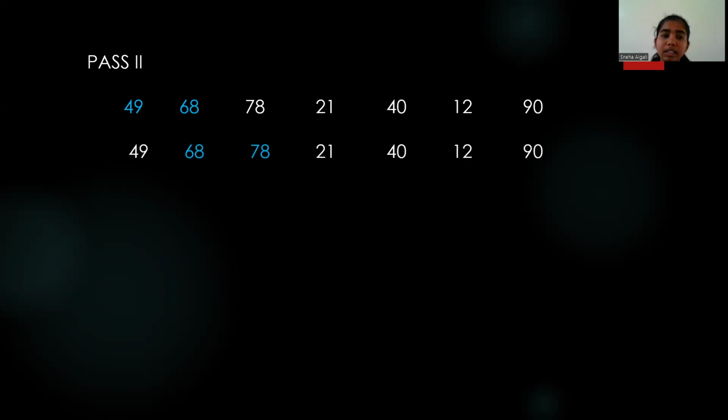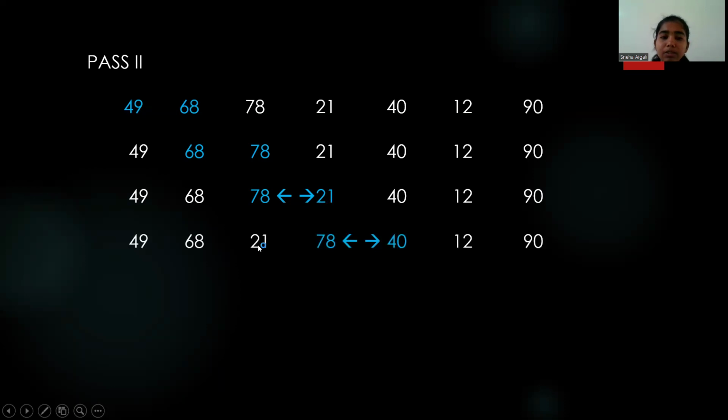And then J gets incremented. Now 68 and 78 are compared. Since 68 is lesser than 78, again there will be no changes in the array. Now J will be 2, and A of J plus 1, that is J will be 3. A of 2 and A of 3 will be compared. Now 78 is greater than 21. Now the swapping process takes place. See, 21 has come to A of second position and 78 has moved to A of third position.